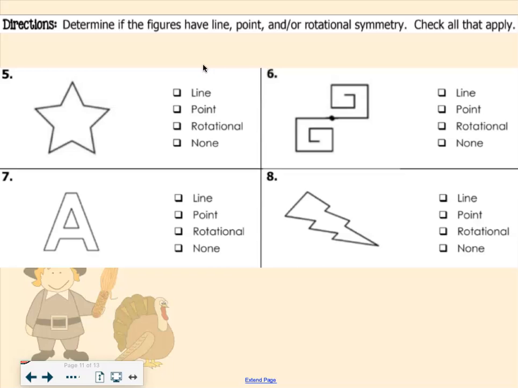Does anyone need patty paper so they can trace it out and flip it around? Does that help anyone? For whatever reason, this is hard for me. I can't visually see it without manipulating it. Trace that out.